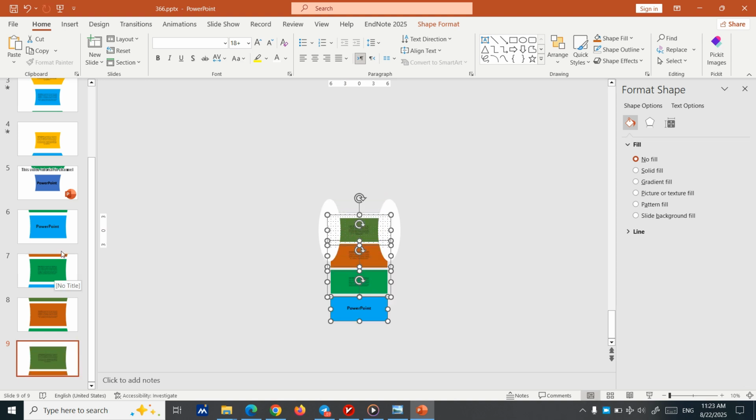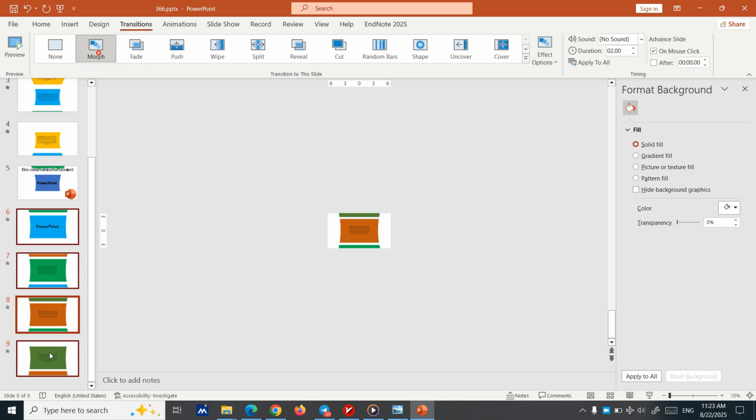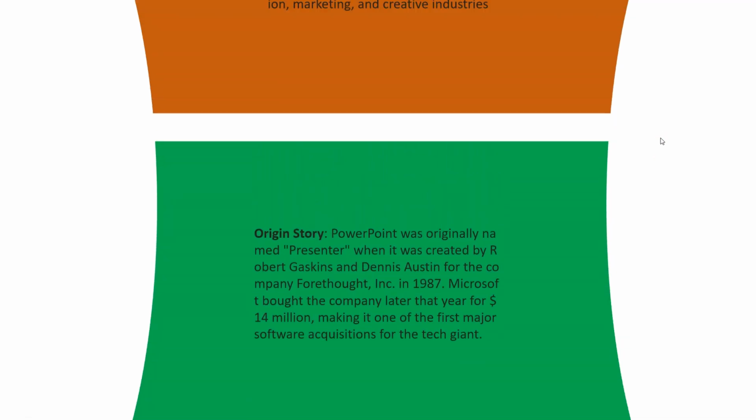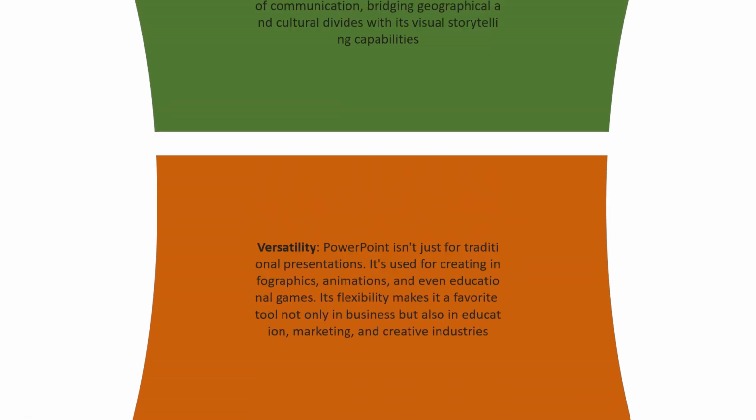Do the same thing. Now select all of them and set the transition to morph. Let's see, your slide is ready. If you want, you can make the curve bigger, but it's good for me.